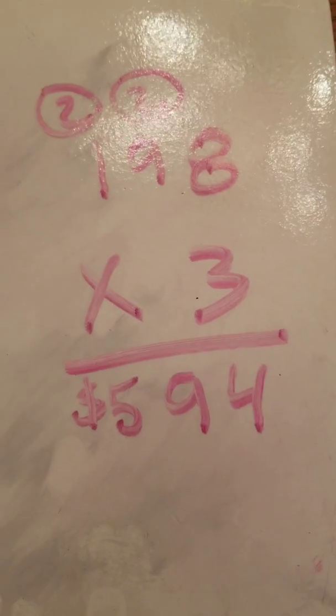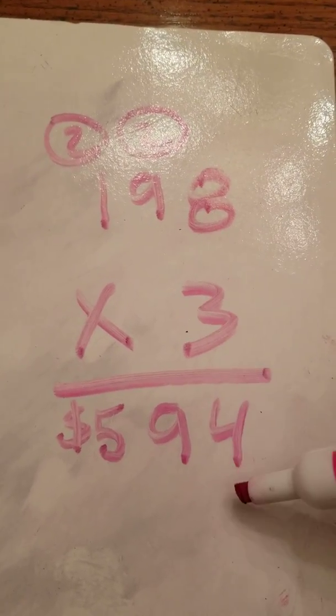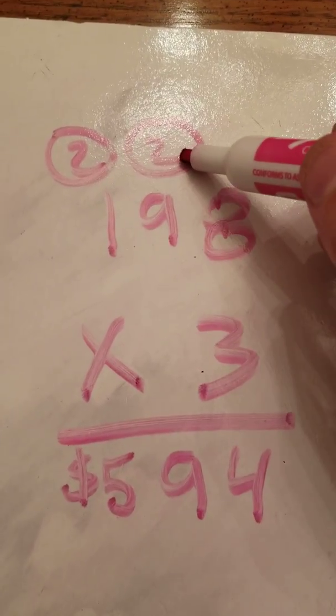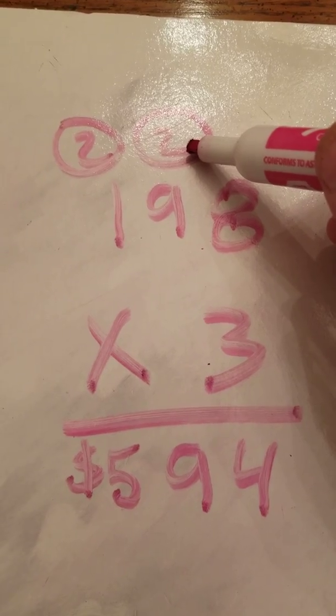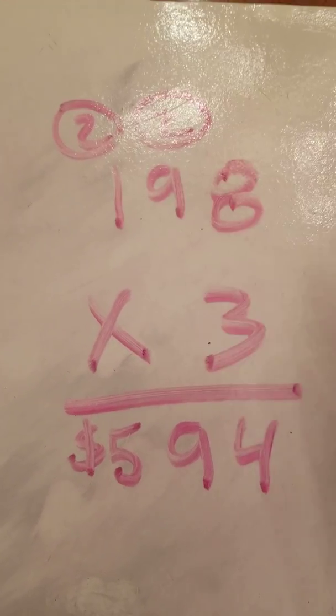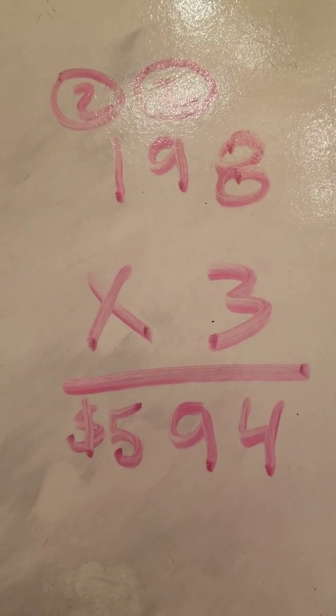We sold those for $3 each. So we're going to take 198 times 3. 8 times 3 is 24. We write down our 4 and regroup our 2. 9 times 3 is 27, plus 2 is 29. We're going to write down our 9, regroup our 2. 3 times 1 is 3, plus 2 is 5. Make sure you put your dollar sign. $594.